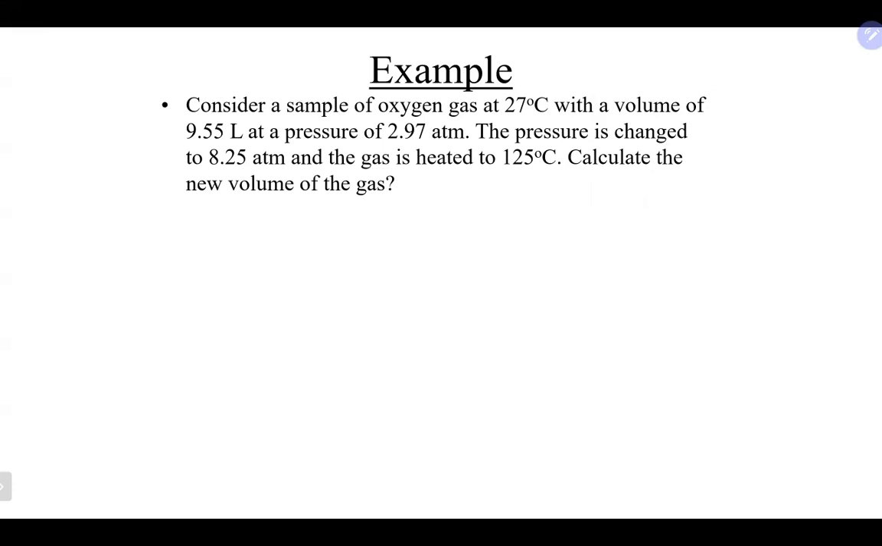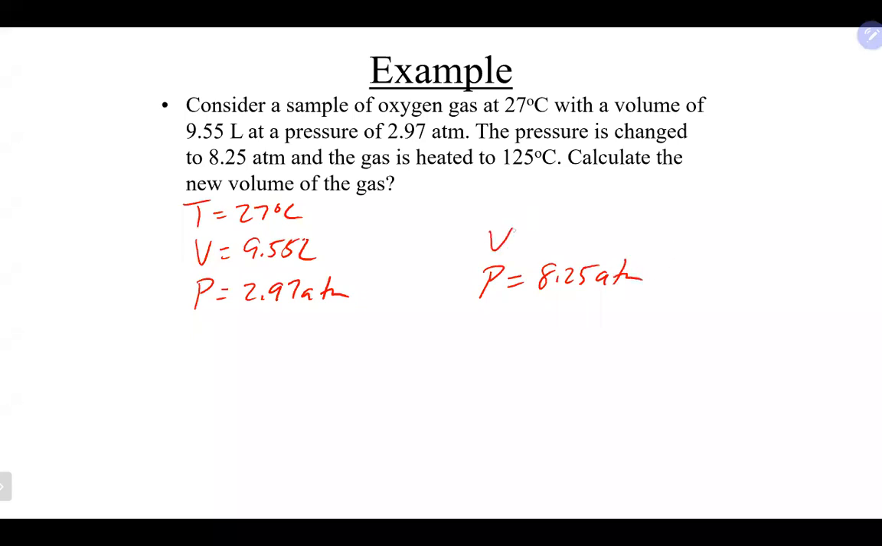So once again, we're going to pull out the information. We got a temperature that's 27 degrees Celsius. We also have a volume 9.55 liters and a pressure that is 2.97 atmospheres. We got another pressure here, 8.25. We have a volume that we're looking for and another temperature of 125 degrees Celsius. So just looking at that, you should hopefully see sort of the combined gas law there. We'll call these first ones, call these guys twos.